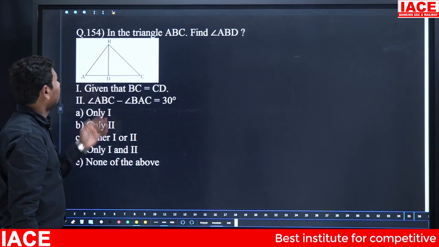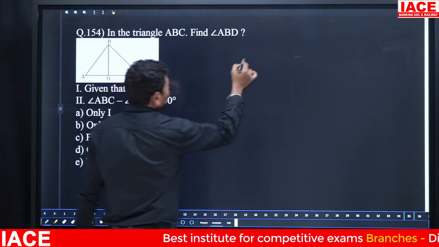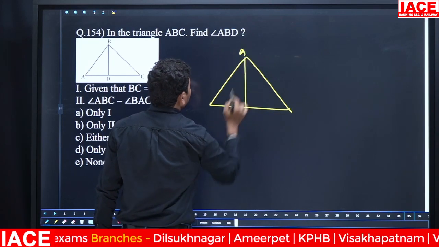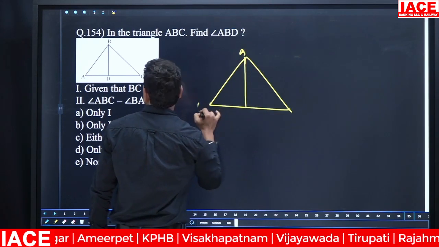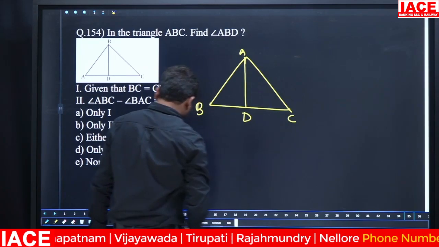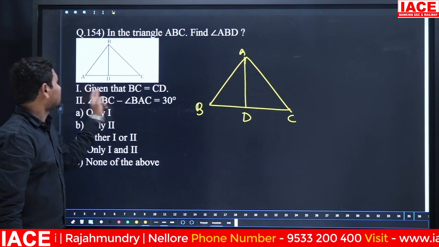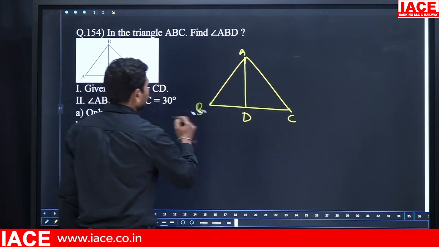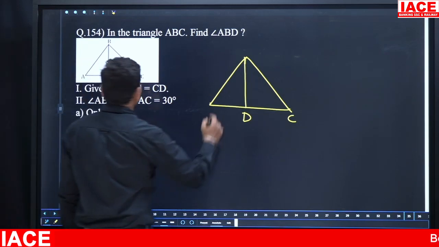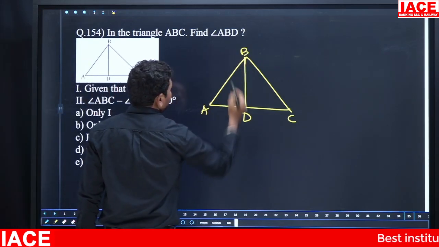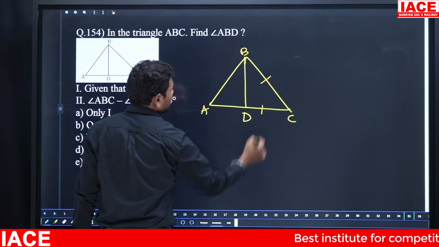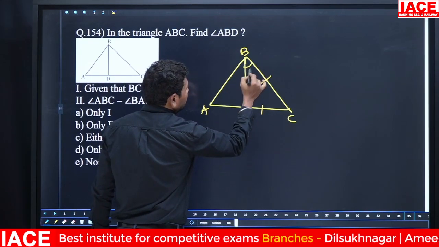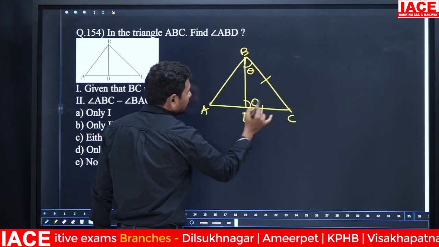Next we have a triangle. The triangle we have to find an answer for. It's a very interesting question. Here A, here B and D and C. In this, which terms are equal? As per statement 1, BC is equal to CD. BC is equal to CD means the angles are equal. Angle B is equal to angle D. Angle B is theta. Angle D is also theta.